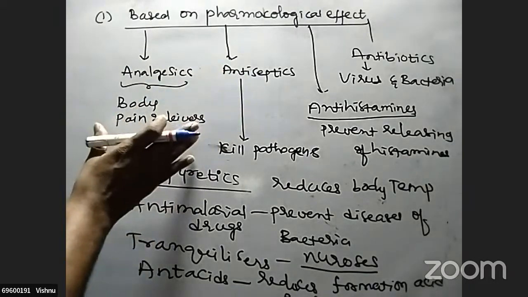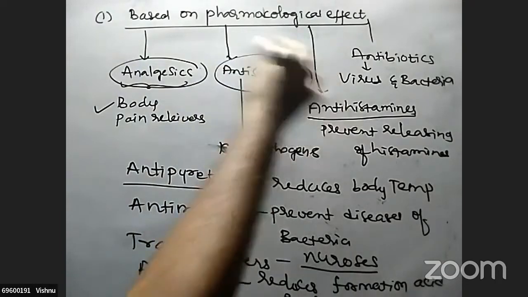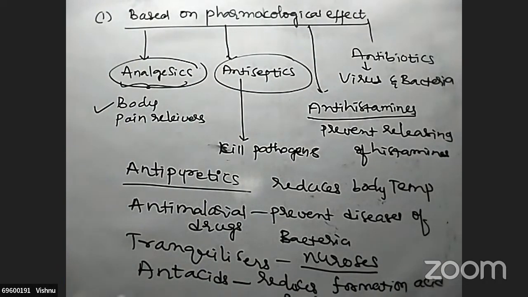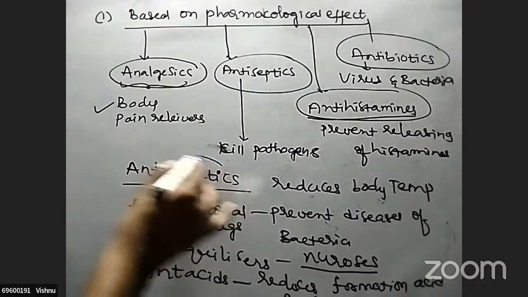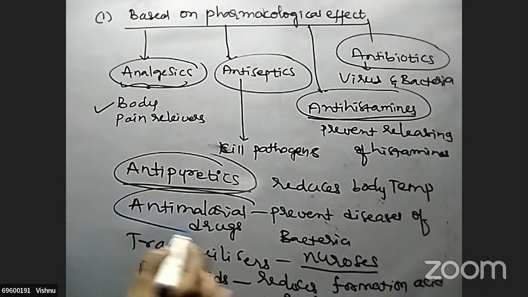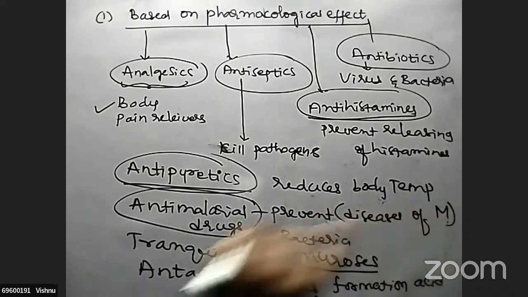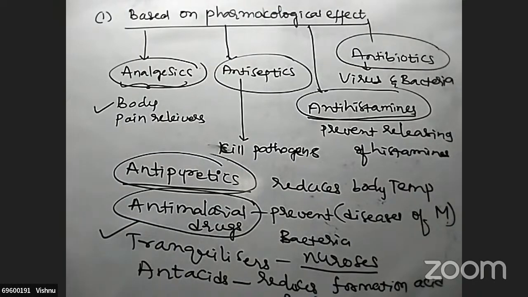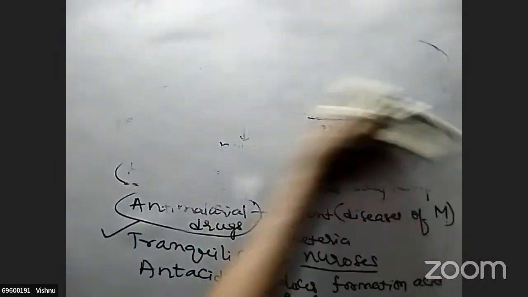So based on this pharmacological effect, drugs are divided into analgesics, generally body pain relievers; antiseptics, applied on the skin outside the body, which kill pathogens; antibiotics, which kill viruses and bacteria; antihistamines, which prevent releasing of histamines that cause irritating effects; antipyretics, which reduce body temperature; anti-malarial drugs, which prevent the growth of bacteria causing malaria; tranquilizers, used as sedatives and for neurosis diseases; and antacids, which reduce formation of excess acid in the stomach. These are the classification based on pharmacological effect.